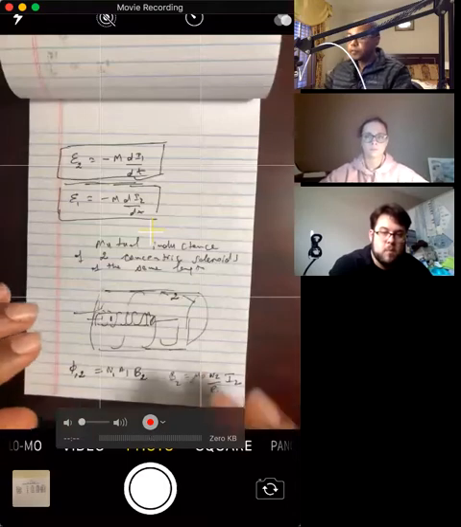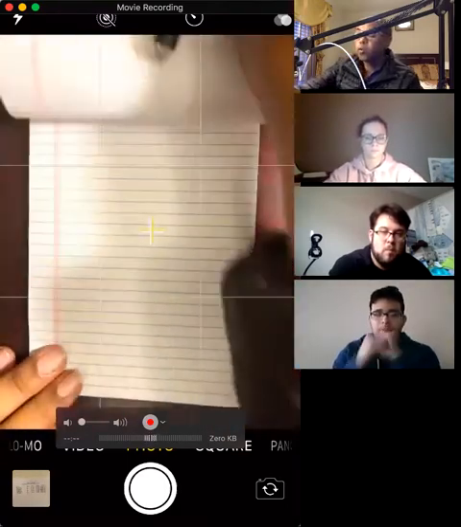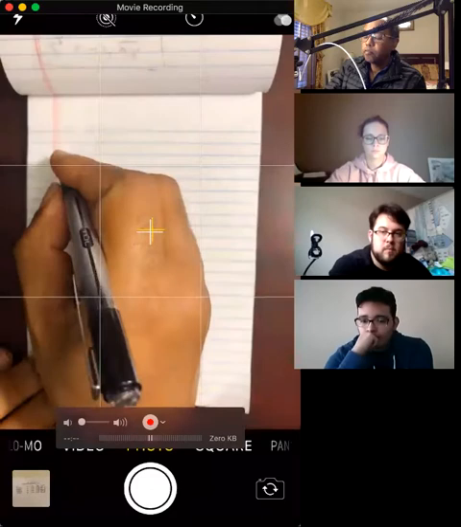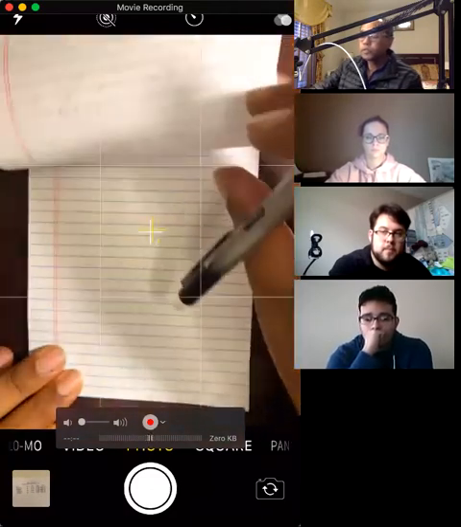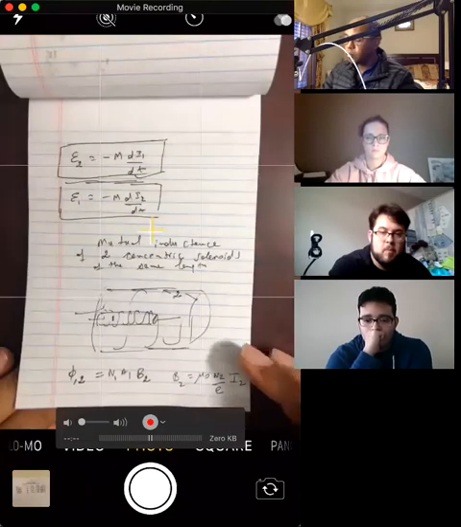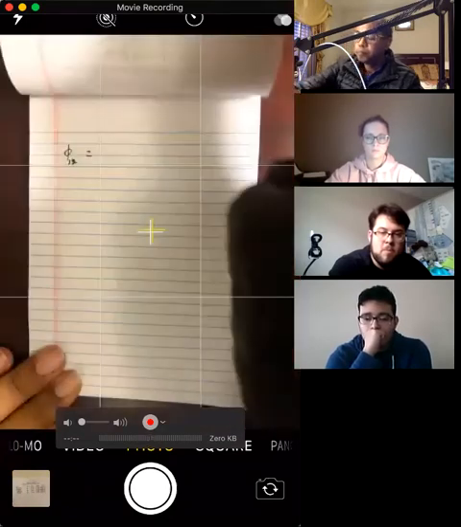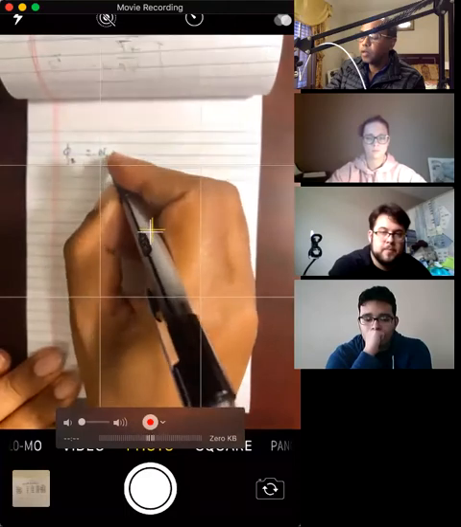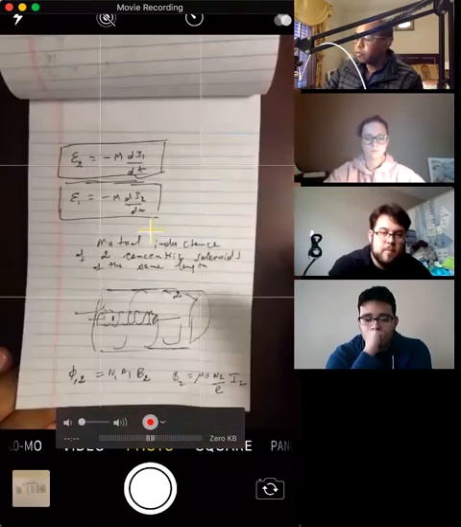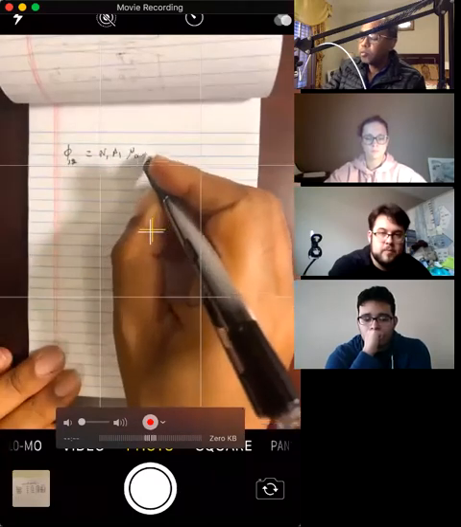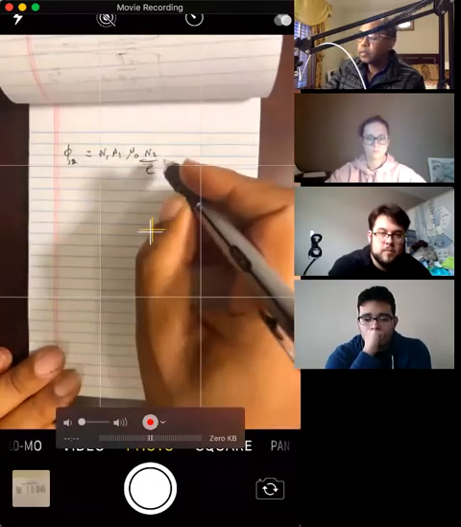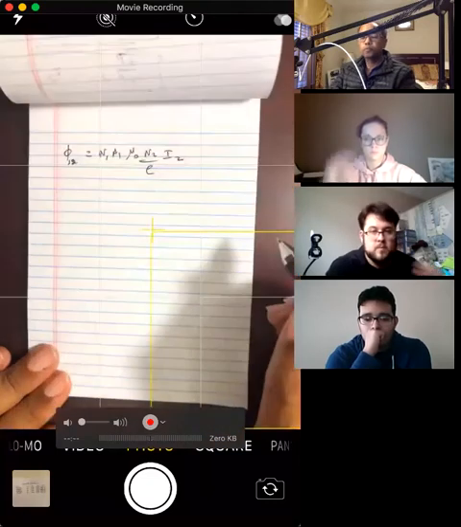So the flux crossing coil 1 due to coil 2 is given by the following formula. You've got N1 A1, and then mu naught N2 divided by the length times the current in 2.